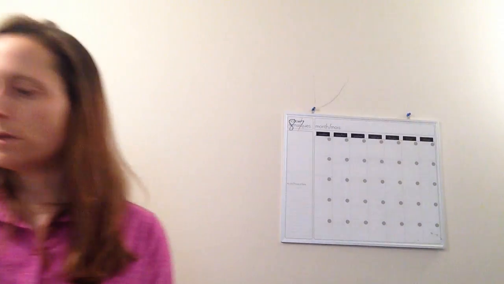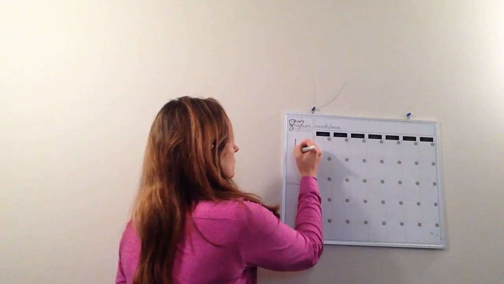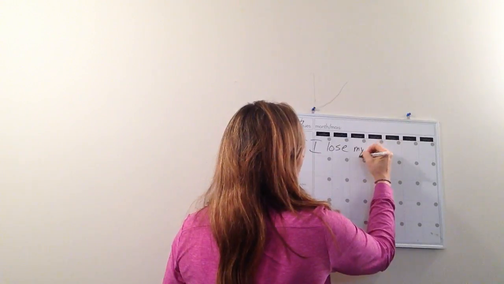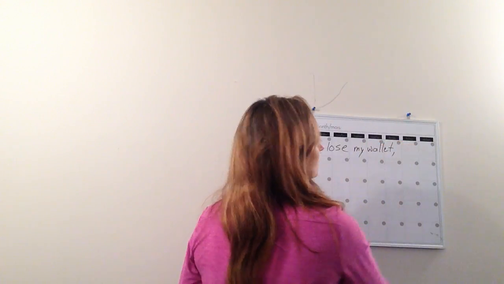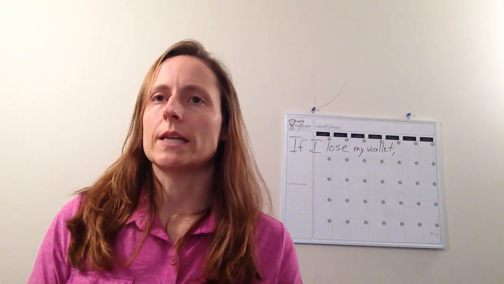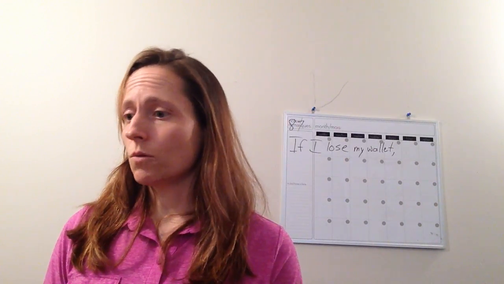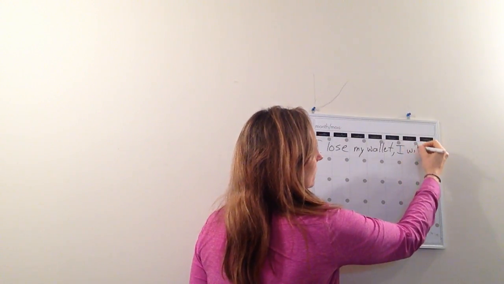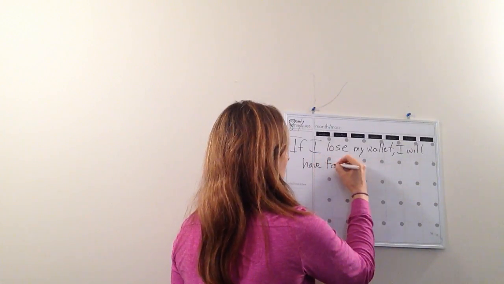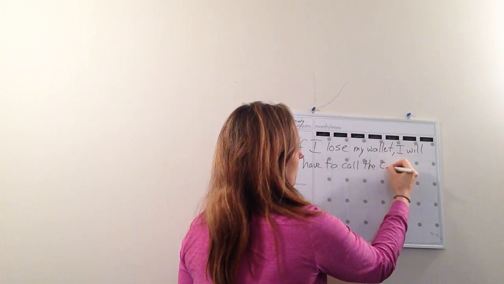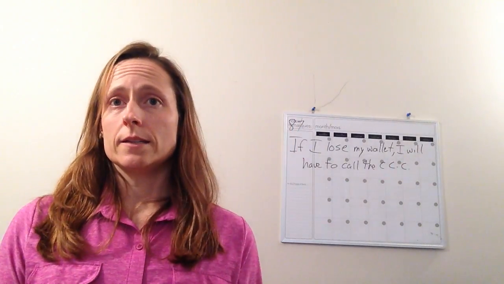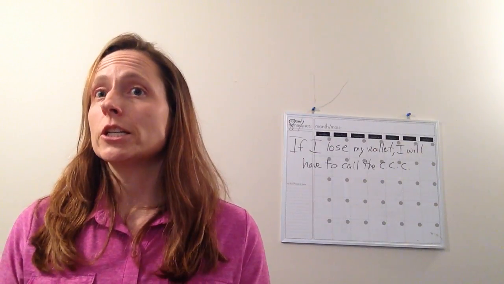Okay, good. Mark, what does your piece of paper say? So if I lose my wallet. So if I lose, simple present, my wallet, what will happen? Who has the second part of this sentence? Okay, Janet, good. What does your piece of paper say? Yes, I will have to call the credit card company. Okay, good. Do you guys agree? Do you think that those make a good match?